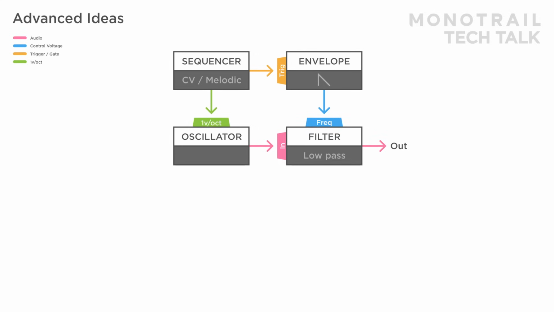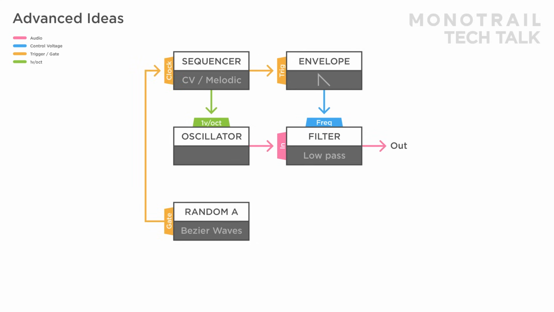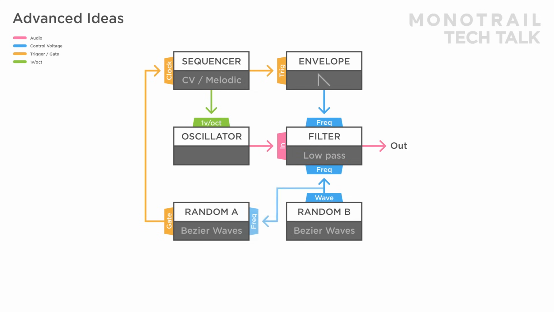Here's a simple sequenced voice, and gate A is used to drive the sequencer. Wave B is modulating the filter and internally modulating the frequency of the clock. The inverted wave of A is used to modulate the decay of the envelope, meaning the envelope gets shorter when the clock speeds up.